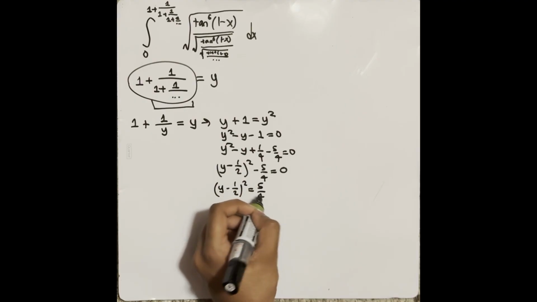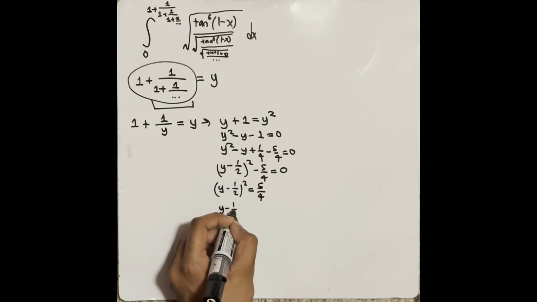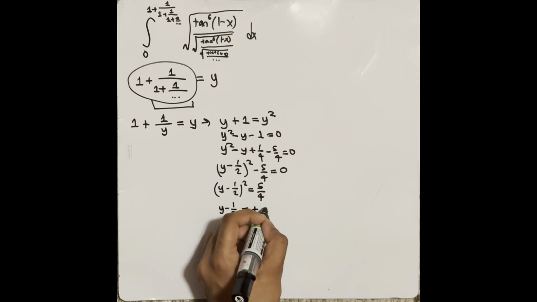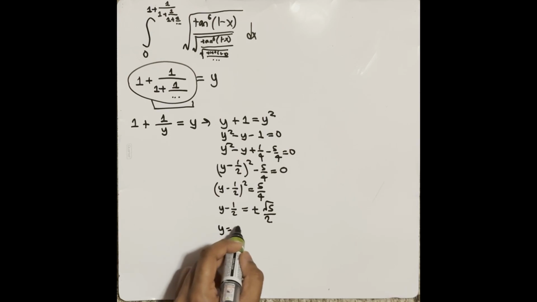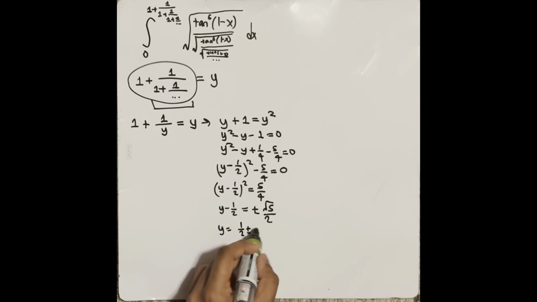Now take the plus or minus square root of both sides to get y minus 1/2 is equal to plus or minus square root 5 over square root 4, which is equal to plus or minus square root 5 over 2. Now add 1/2 to both sides, so you get y equals 1/2 plus or minus square root 5 over 2. But here, as you can see, we have two solutions, the plus or minus.